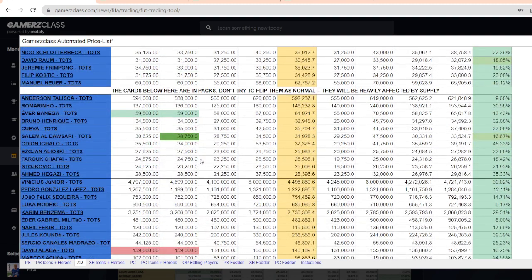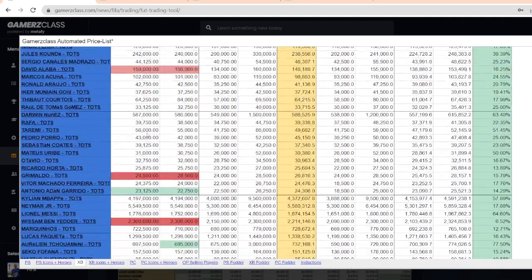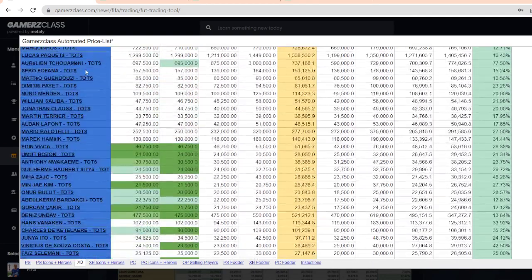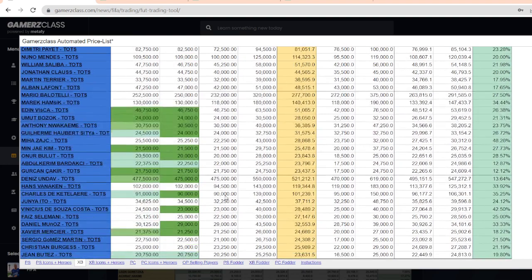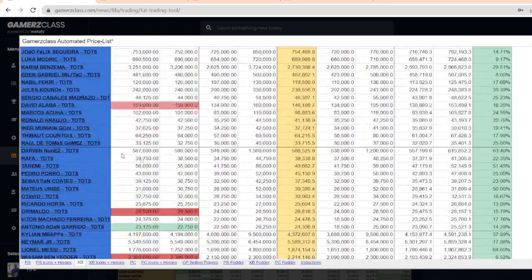So that's a bunch of good examples. If I go much lower, we're going to start going into the cards that are in packs, and I advise not to use a spreadsheet to flip them because they're in packs. They get affected by supply, and the spreadsheet is better to use for those sort of natural fluctuations on cards that are out of packs and just fluctuate high to low because of different amounts of people selling and buying them at different moments of the day.